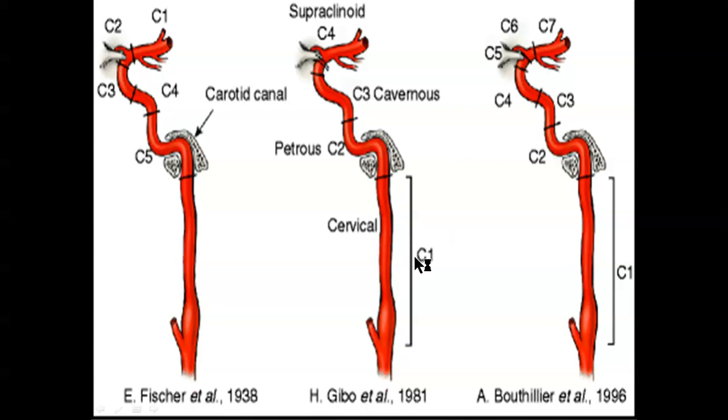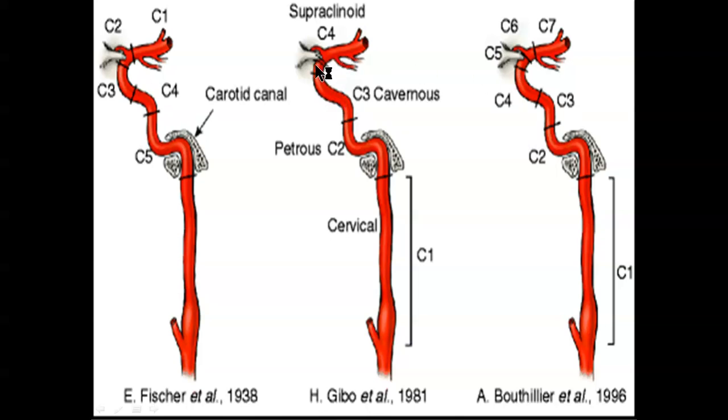Now, C1 and C2, the cervical segment and the Petrus segment, remain the same in both of these classifications, the Gibo and the Boutelier. But in Boutelier, he added the C3 segment before the cavernous segment. That is, the C3, the LACERUM segment or the lateral segment, was added in the Boutelier classification before C4, that is before cavernous. So C4 here is cavernous, but since there was no LACERUM segment included, this whole area was termed as cavernous over here.